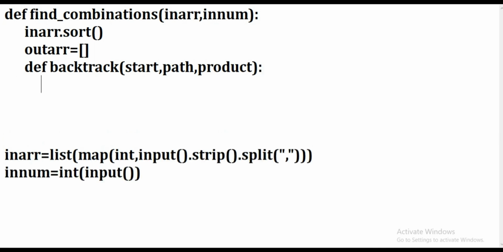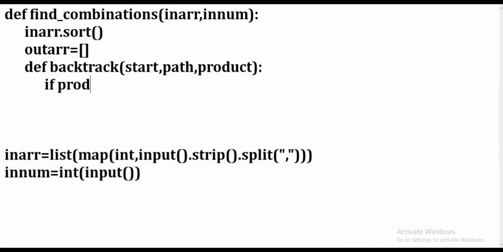This is my backtrack function. In this function, start is the index where to pick numbers in the input array, path is the list to store the current combination of the numbers being explored, and product is the current product of the numbers in the path. We have to write two base conditions, as I said earlier.